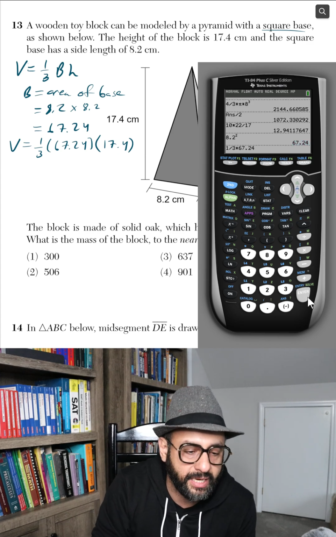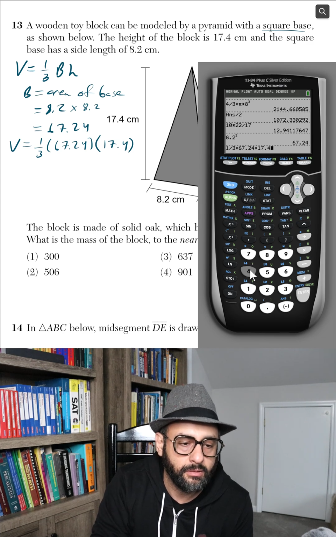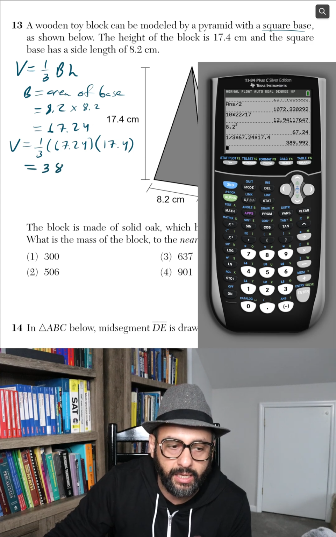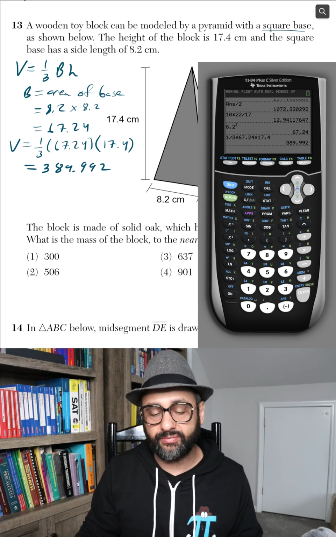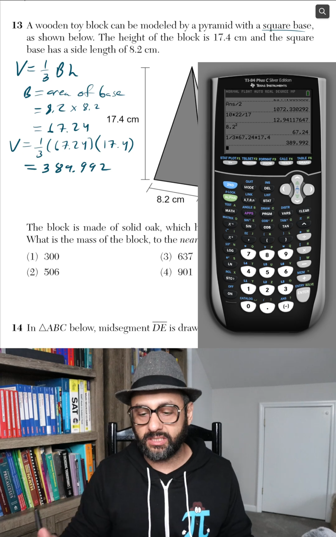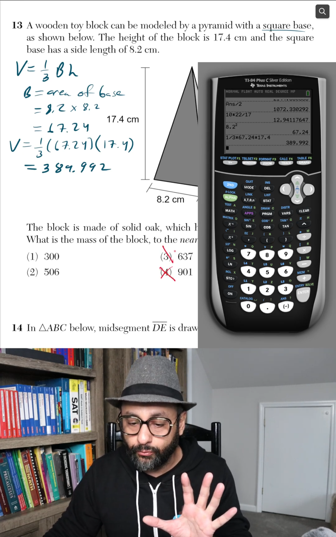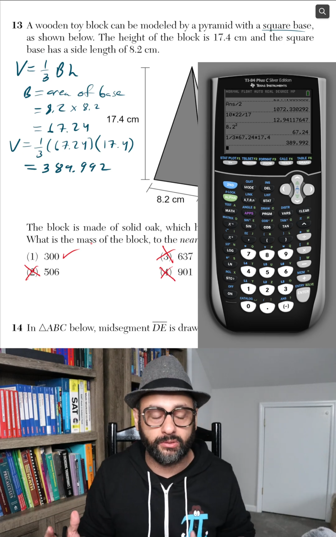And then, or you could do second answer, then times the height, 17.4, equals, so now the volume is equal to 389.992. Now, since the density of the pyramid is 0.77, I know that the mass is going to be smaller than this volume number, which, don't move away after I say this, because it eliminates 3 of the 4 answers, leaving this as basically the only possible correct answer.